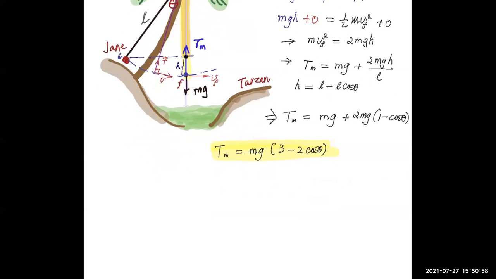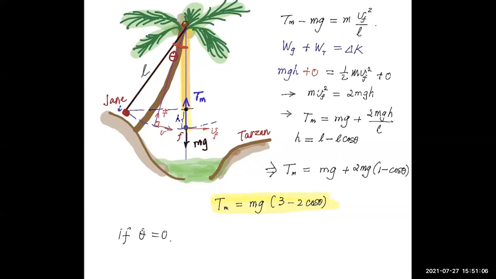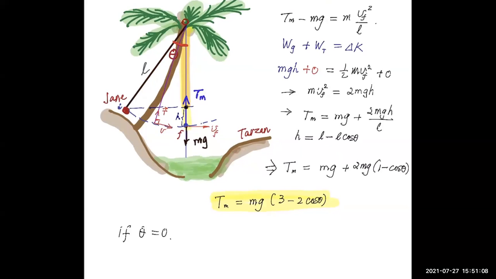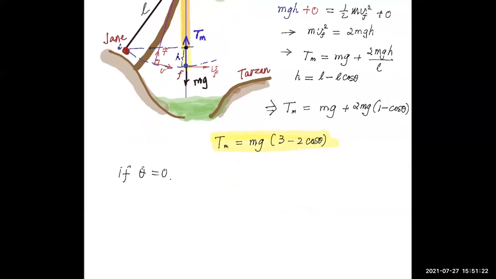So let's say theta equals 0 degrees. When theta equals 0 degrees, you start at the bottom of the swing, right? Do you ever swing at all? No, you're already at the bottom of the swing, you're not going anywhere. So in that case, you're not moving at all. If you're not moving at all, how much tension do you need? Well, the tension would just be enough to overcome gravity, right? Because the net force would be 0.